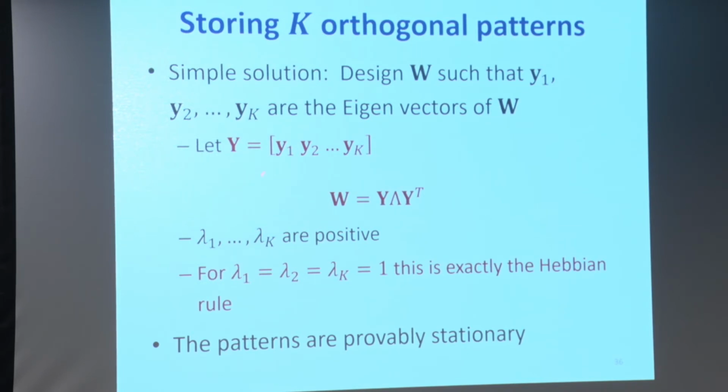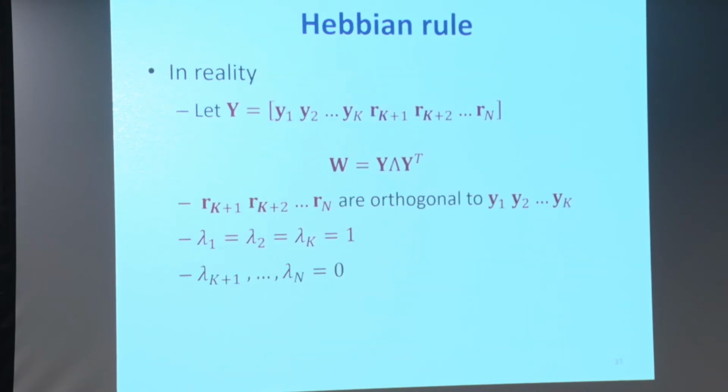So if I have orthogonal patterns, I can just create my Y like so. I define my W in this manner. And then I'm going to set the lambdas all to be identity, because basically I want the vector to map onto itself. The lambdas, the eigenvalues, don't have to be identity, they only need to be positive. I don't want the pattern to be flipped and go off into the wrong orthant, right? So in this case, these patterns are all provably stationary. So if I have N orthogonal patterns, I can provably construct a Hopfield net for which all N orthogonal patterns are stationary.